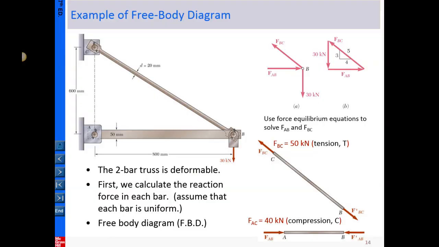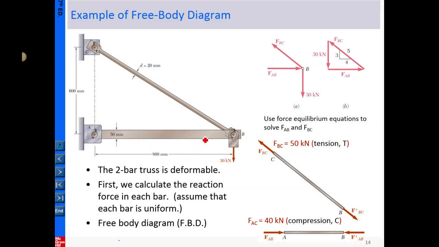So let's take a look at this example. The first step is to calculate the stress. Using this example, we're going to study the stress at different locations. For example, in this bar, in this pin, etc. But anyhow, the first step is to determine the stress.